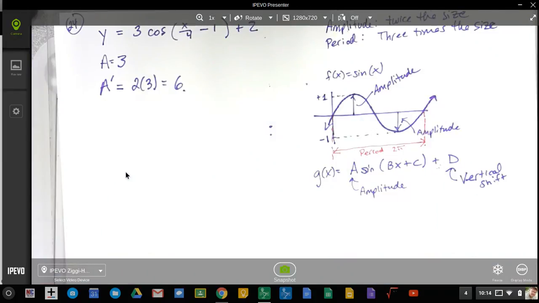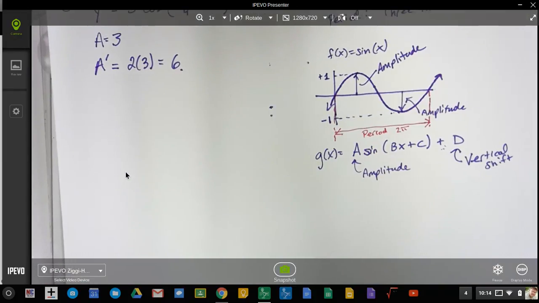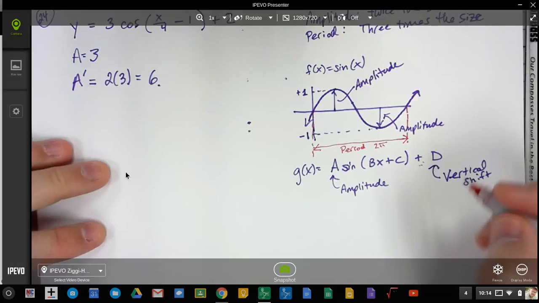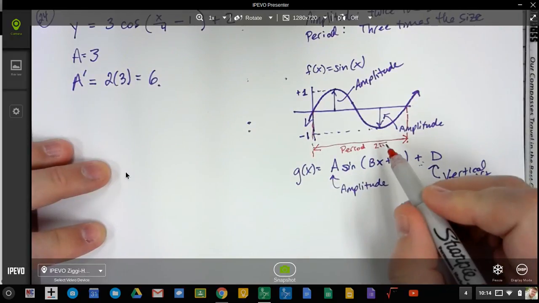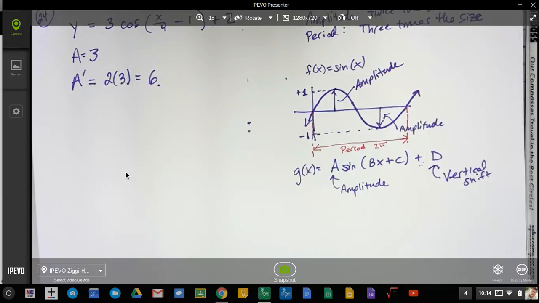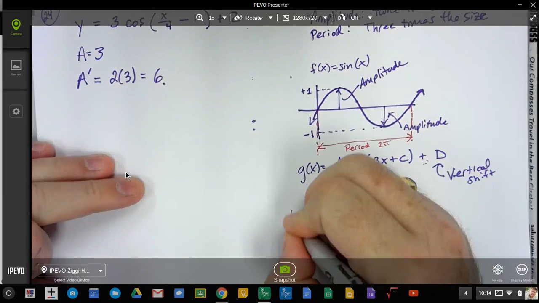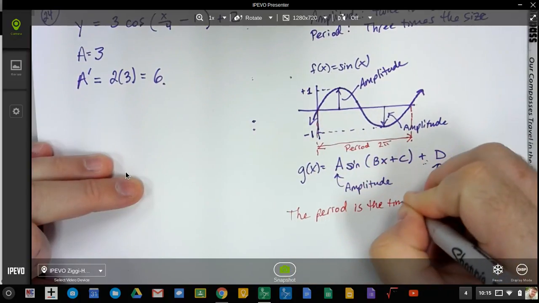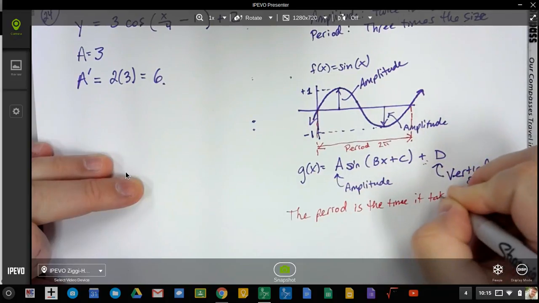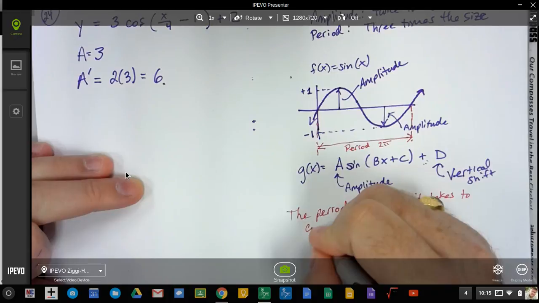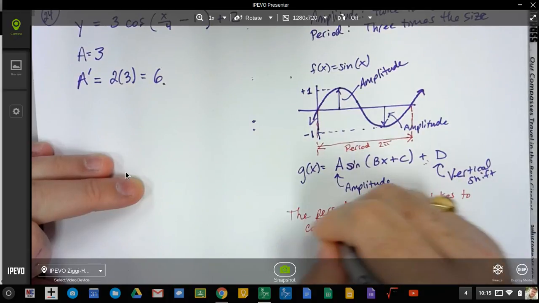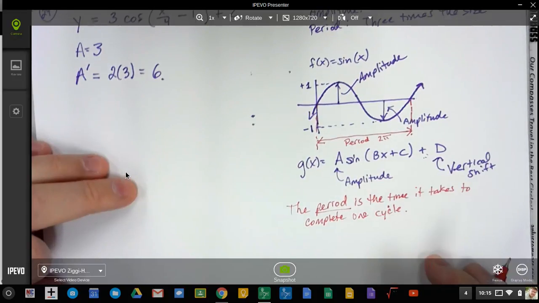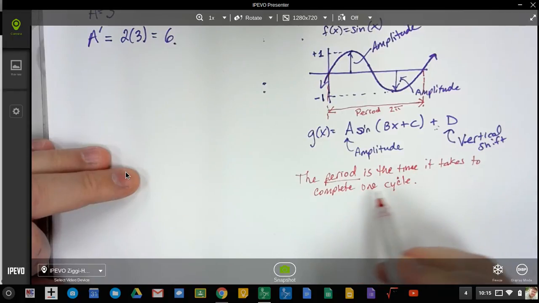So your original function, and I know I need to change the exposure. Does that help? I had it turned up earlier because of the calculator. But that's my period of the sine function. It's 2 pi. So the period is the time it takes to complete one cycle. Sorry about that. The time it takes to complete one cycle.